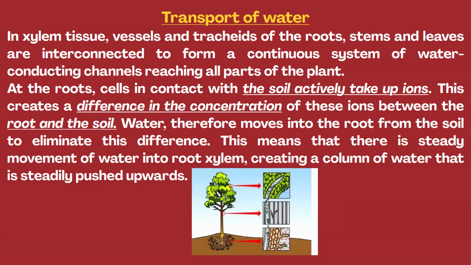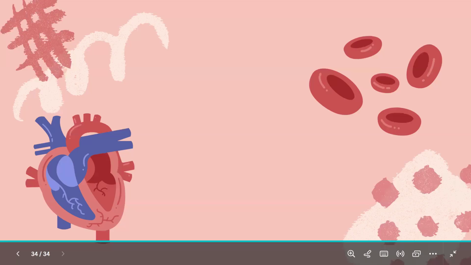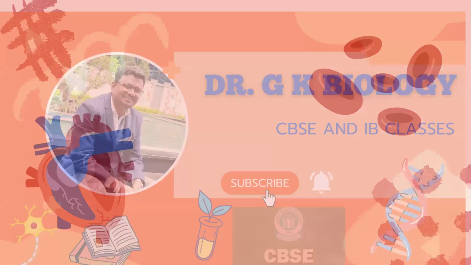So with this note, we are winding up the transportation in human beings and transportation in plants also. Here the most important content is the parts of the heart, especially the function of the pulmonary artery and pulmonary vein, along with blood vessels, arteries, and veins. And you also have to learn the lymphatic system or the lymph, and along with that, the transportation in plants regarding the xylem and phloem.